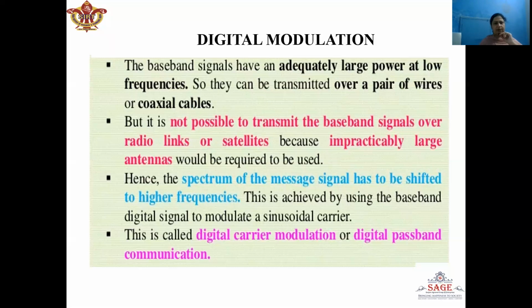But it is not possible to transmit the baseband signals over radio links or satellites because in that case, large antennas would be required to be used. Hence, the spectrum of the message signal has to be shifted to higher frequencies. Thus, passband data transmission is used, in which digital data modulates a high frequency sinusoidal carrier. These signals are transmitted over a bandpass channel. This is called digital carrier modulation or digital passband communication.